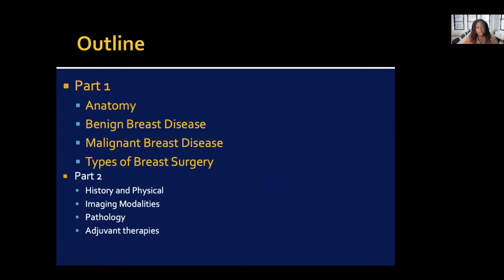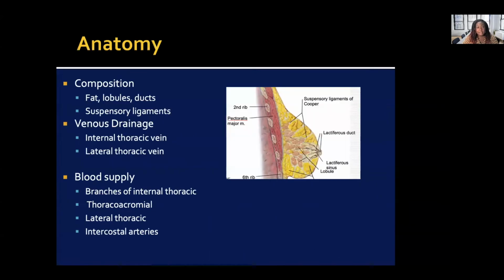Then we'll proceed to part two, the anatomy of the breast. The breast is composed of fat, lobules, and ducts, as well as suspensory ligaments. Venous drainage of the breast is by the internal thoracic vein and the lateral thoracic vein. Blood supply is from branches of the internal thoracic artery, the thoracoacromial, the lateral thoracic, and the intercostal arteries.